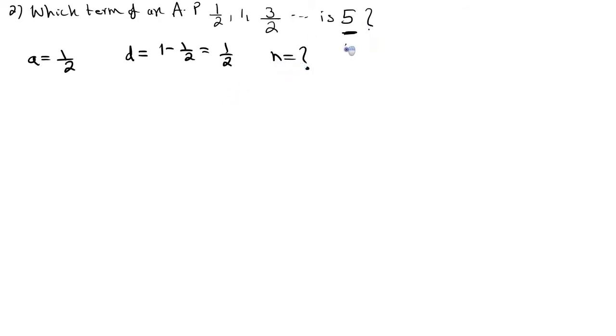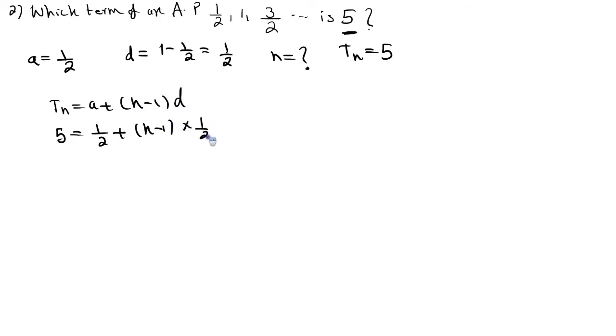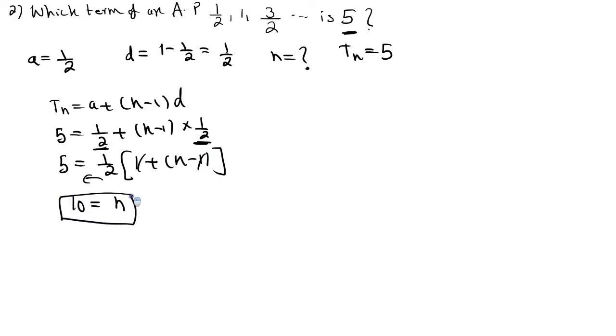Which term is 5? So Tn, the nth term, is equal to 5 is given. So apply the formula. We have the formula Tn is equal to a plus (n minus 1) into d. So Tn value 5 is equal to a value 1 by 2 plus (n minus 1) into common difference, which is again 1 by 2. So here, 5 is equal to, take 1 by 2 outside, 1 by 2 times (1 plus n minus 1), because here 1 by 2 is there, here 1 by 2 is there, keeping that 1 by 2 outside. Now cross multiply, what will you get? 10 is equal to 1 plus n minus 1, the 1 and minus 1 get cancelled. So n value is equal to 10.